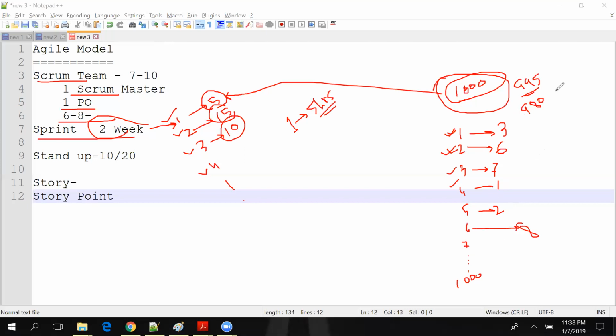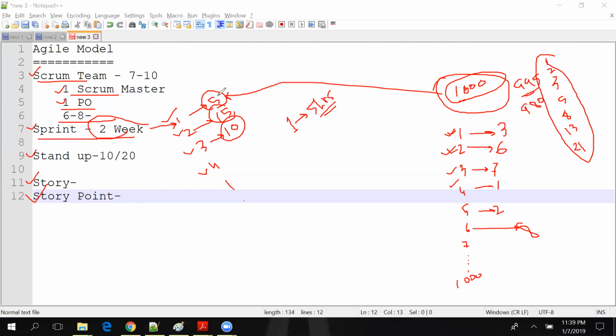But normally people follow some Fibonacci series: 1, 2, 3, 5, 8, 13, like this people give. Then next is 21. These are the story points people give. So clear? Anyway, you don't need all these things right now. So clear what is Scrum team, what is Scrum Master, PO, what is sprint, what is stand-up meeting, what are stories, what are story points.